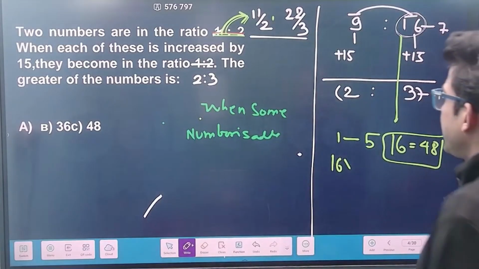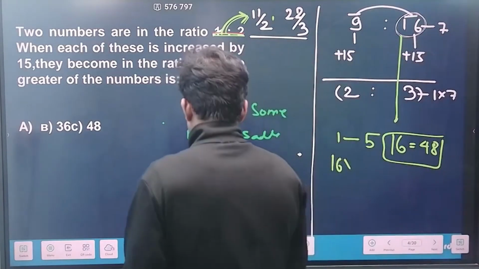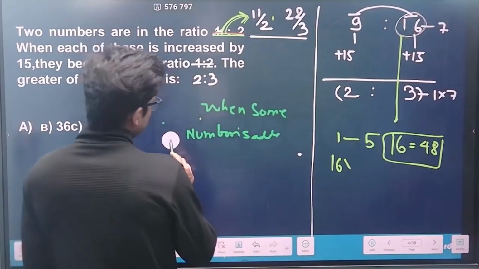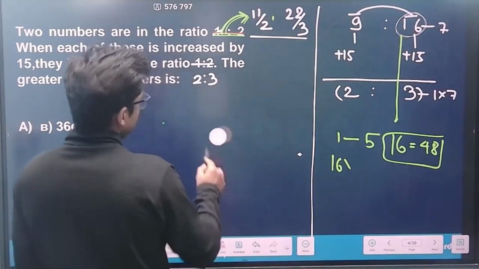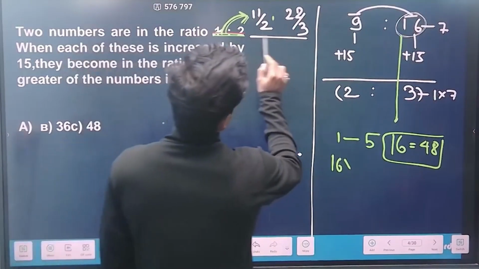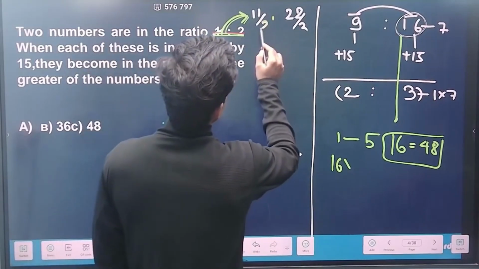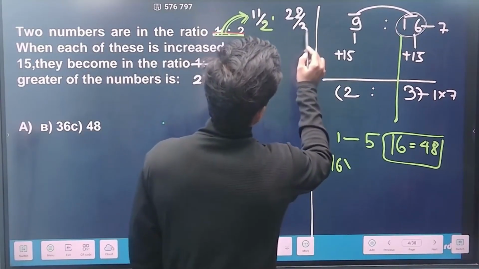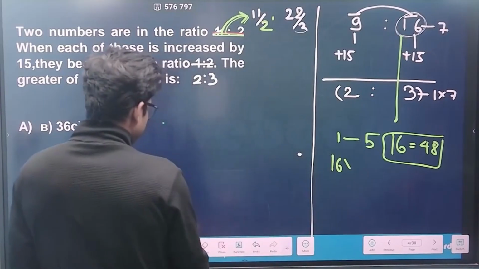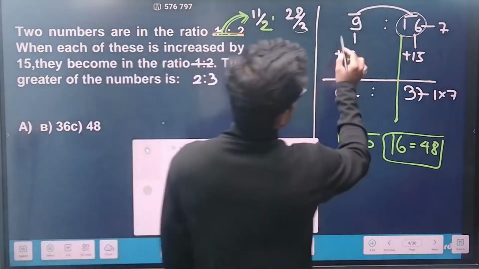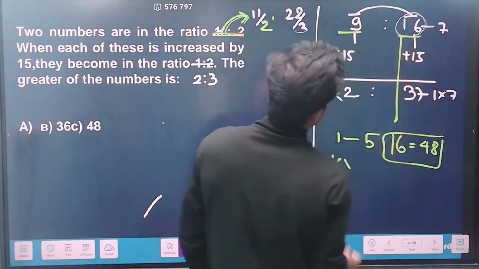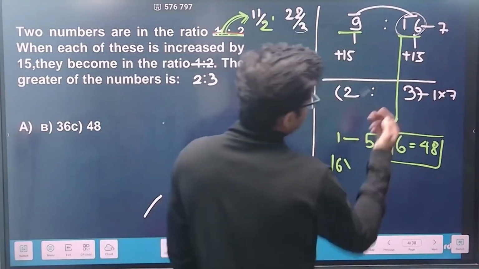So first of all, we did what? Basically, you need to understand the problem. First of all, we did what? This was the ratio, okay? I made the ratio in the simplest form, 1 by 2 and 2 by 3. I have written that this is 9 and this is 16. Correct? 15 was added and the ratio becomes 2:3.